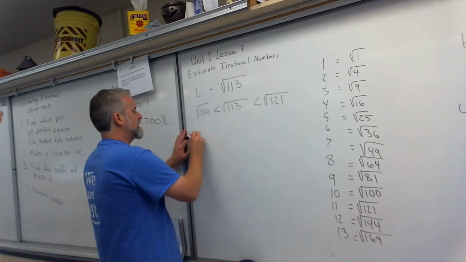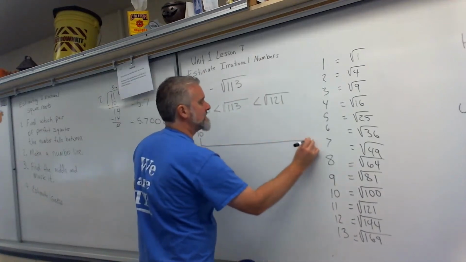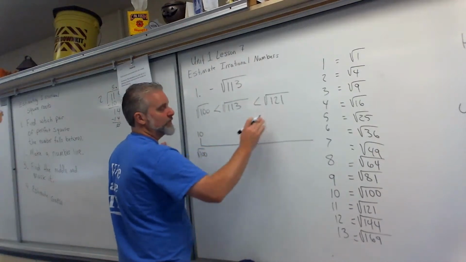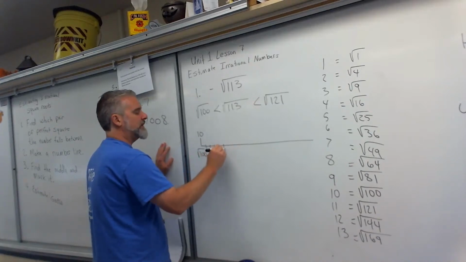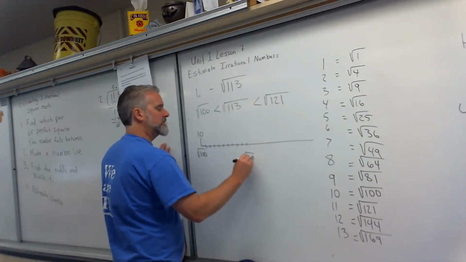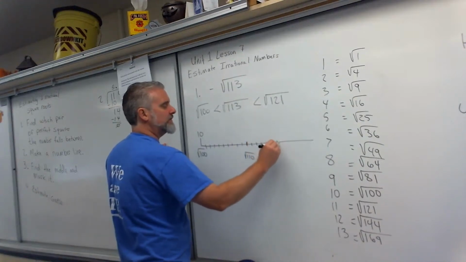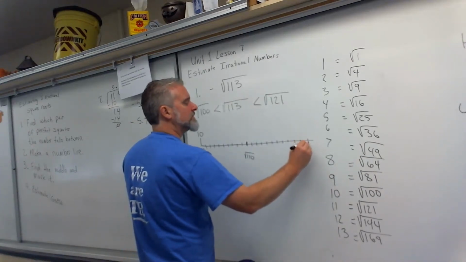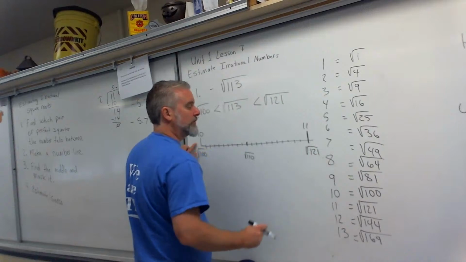Step number 2. I'm going to make myself a number line, starting off with square root of 100 and working my way out all the way to 121. So 101, 2, 3, 4, 5, 6, 7, 8, 9, 10. Make a little mark of that. 11, 12, 13, 14, 15, 16, 17, 18, 19, 20, 121. Make this one a little longer, like over here. And square root of 121.